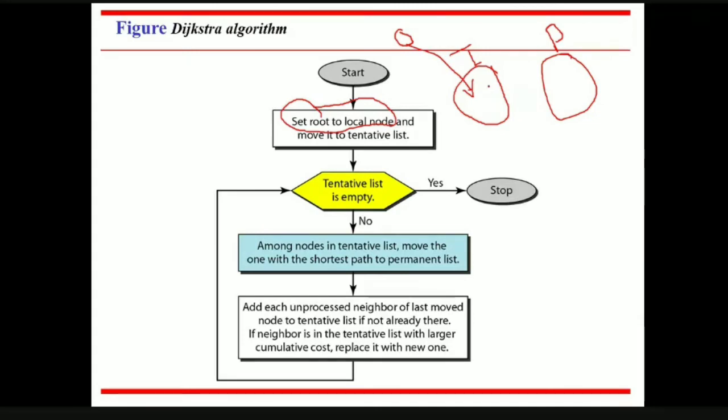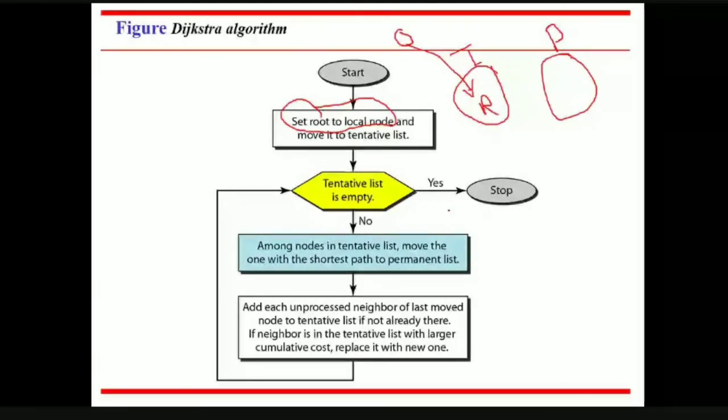Okay, now check here, is the tentative list empty? No, obviously, because this tentative list consists of a root node, right? So this is not empty. So we proceed further in the algorithm. Among the nodes in the tentative list, how many nodes are available? Only the root node is available in the tentative list.